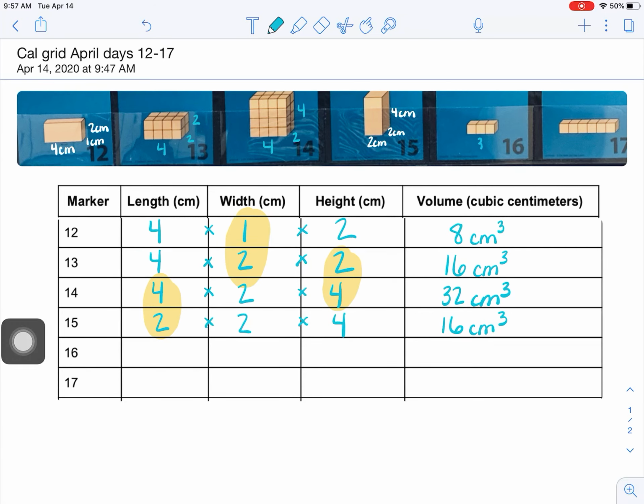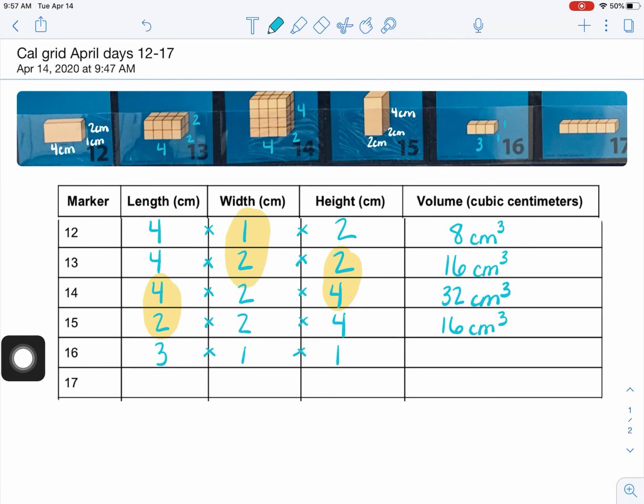All right. On to day 16. It is a 3 by 1 by 1. So 3 by 1 by 1. Okay. Looking at this one, I don't really see many relationships here going from the 2 to the 3.